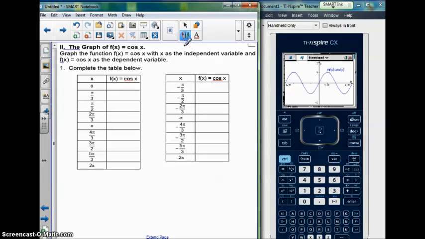Okay, so picking up where we left off from the last video, the graph of f of x equals cosine x. Here we're going to take cosine of x where x is represented by an angle in radians. This one's a little bit different, you'll notice from the previous table, because now it's pi over 3 and 2 pi over 3, etc.